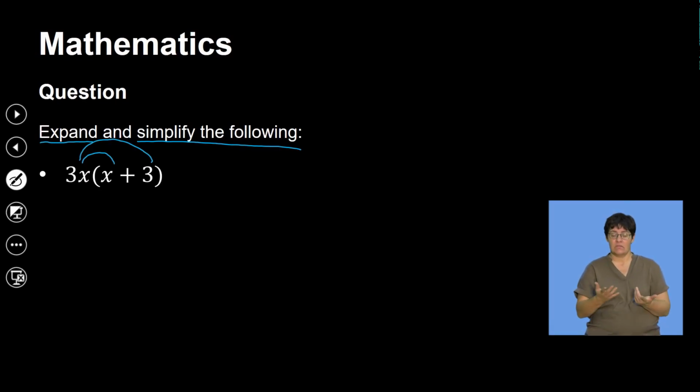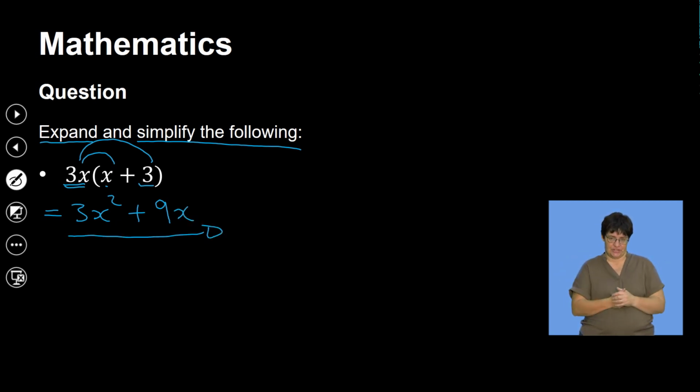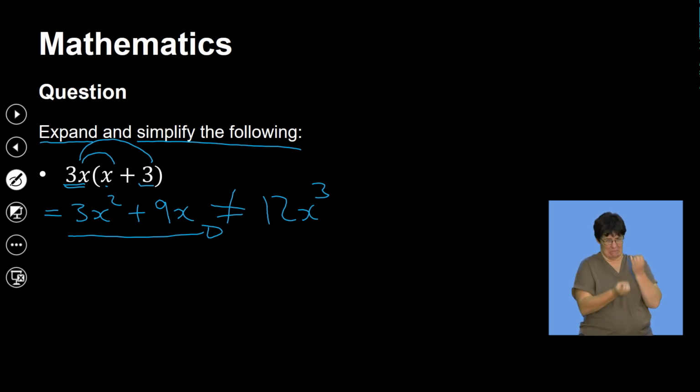Now with this one here, if I multiply the 3x with the x, I will then get 3x squared, and then the 3x with the 3 there, it will be plus 9x. And from there, there is really nothing that I can do here. This is not equal to 12x cubed, because that's one of the mistakes that you guys make. It is not that. I just said for them to be like terms, they must have the same exponent. So this is an exponent of 1, this is an exponent of 2. So you just leave it as is.